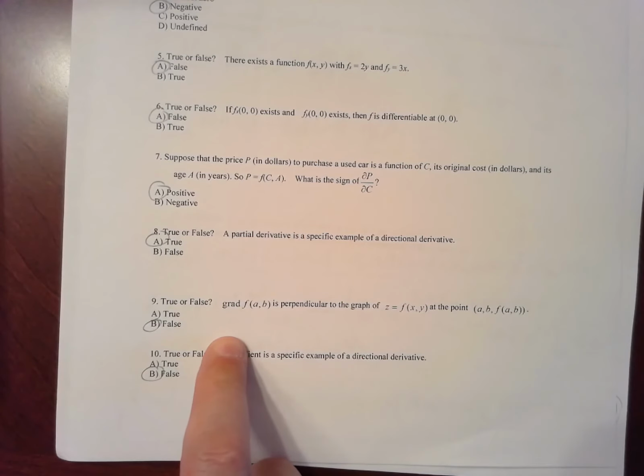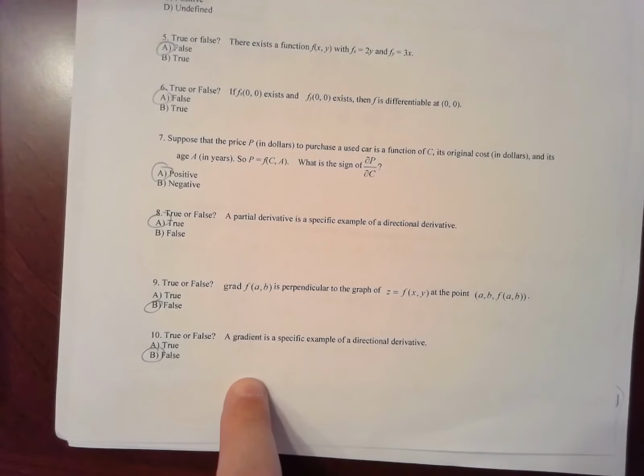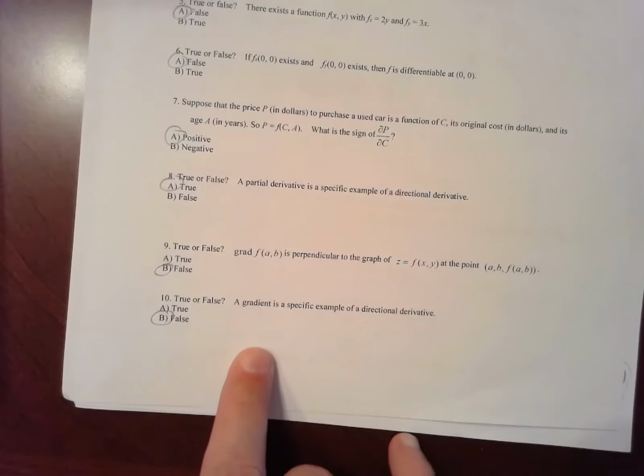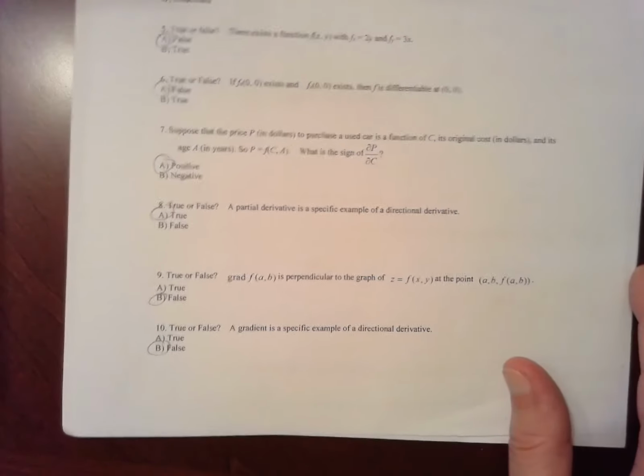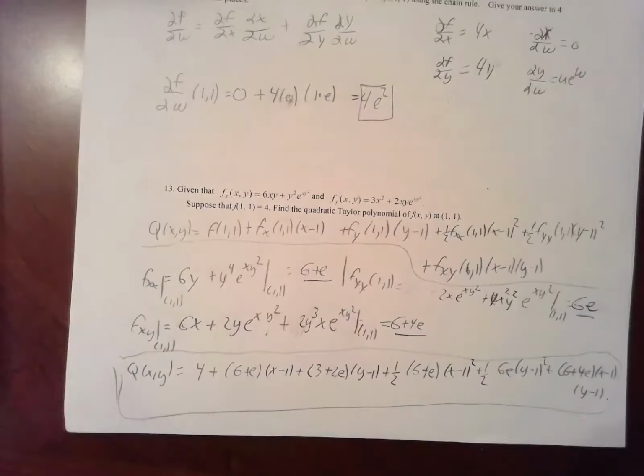Gradient is not perpendicular to graphs, ever. Ever, ever, ever. Gradient is perpendicular to level surfaces or contour lines. Same thing. And the gradient is not a directional derivative. Gradient's a vector. Directional derivative is a scalar.